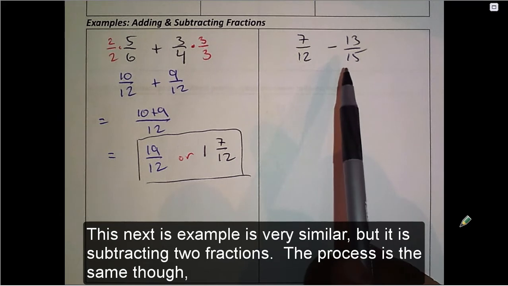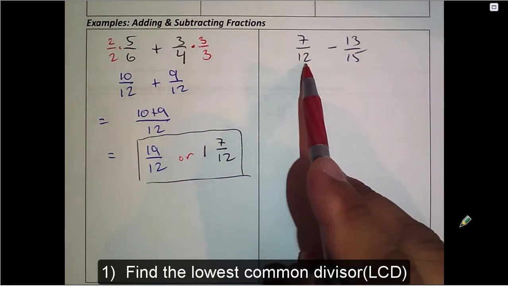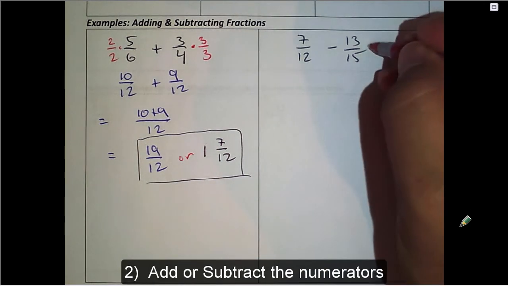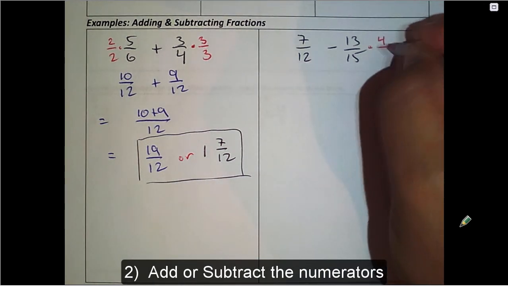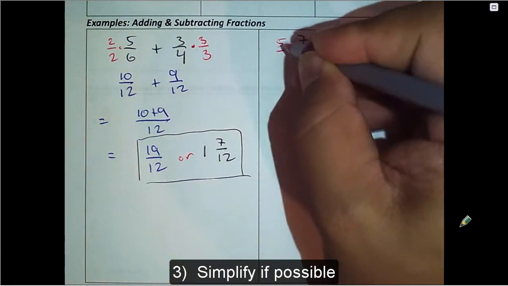The next example is very similar, but it's subtracting two fractions instead. So first, find the lowest common denominator. Second, add or subtract the numerators. And third, simplify if possible.